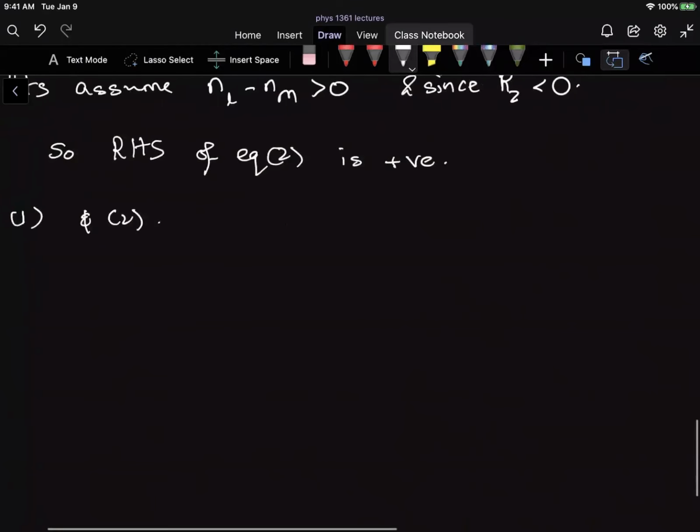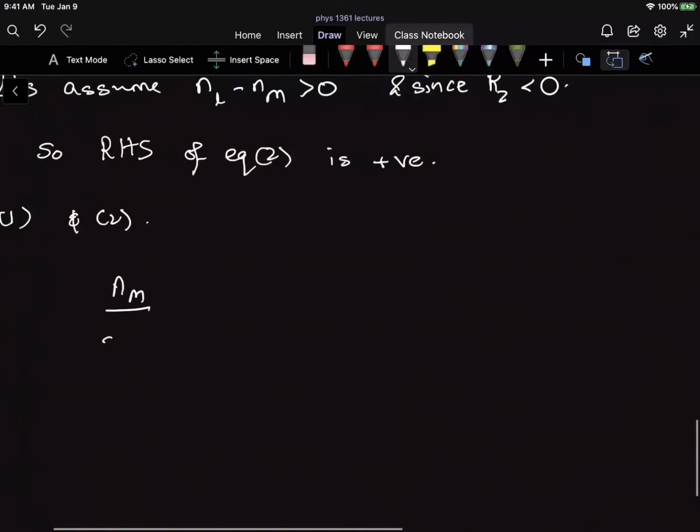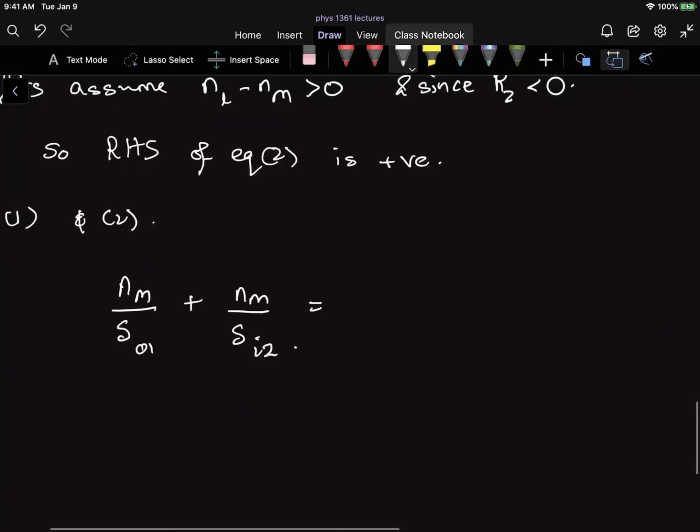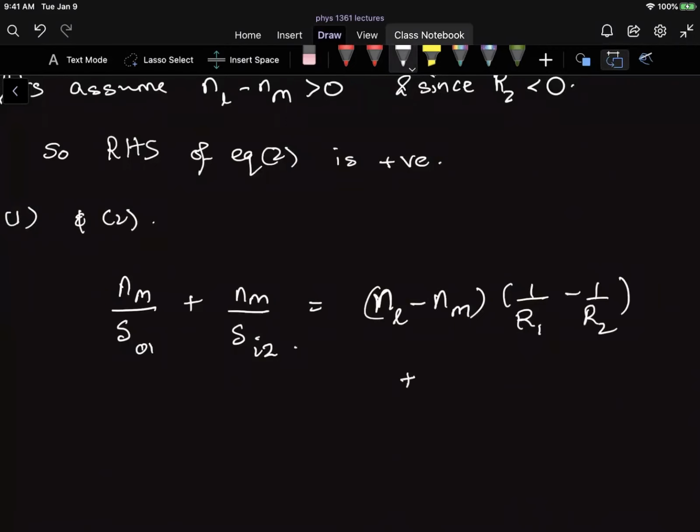and we get that N_M divided by S_O1 plus N_M divided by S_I2 is equal to N_L minus N_M times 1 over R1 minus 1 over R2, plus N_L times D divided by S_I1 minus D times S_I1.